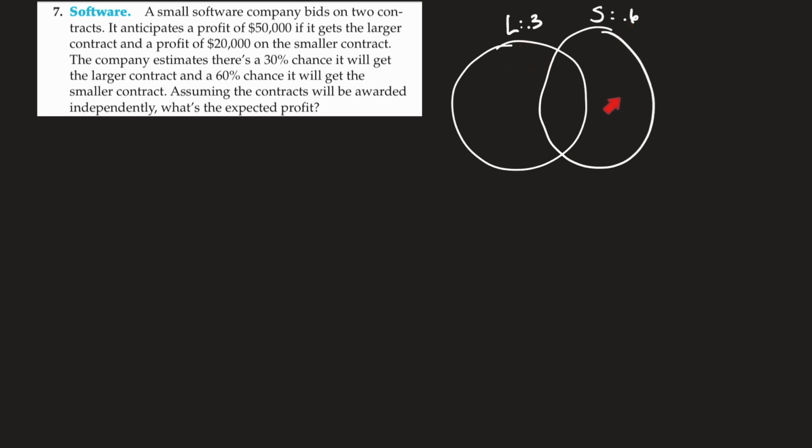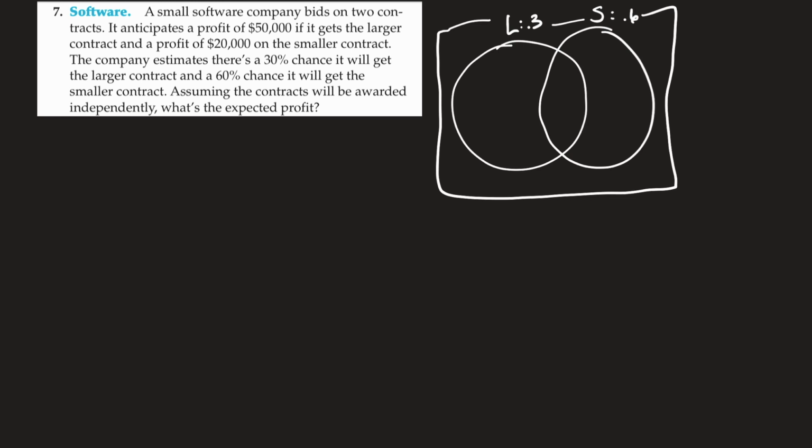This is the same thing here. I don't know these probabilities. This is both. This is only the large. This is only the small. Out here would be losing both of them. So I've got to keep in mind that there is also an outside to these circles, right? But they do tell me one thing. They tell me that they will be awarded independently, which means I can multiply the probabilities together to figure out the and part. We know that P of A times P of B equals P of A and B.